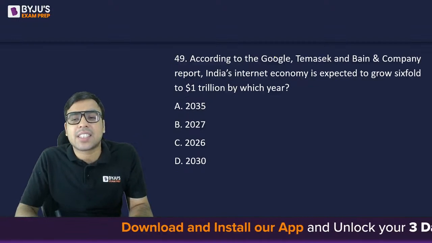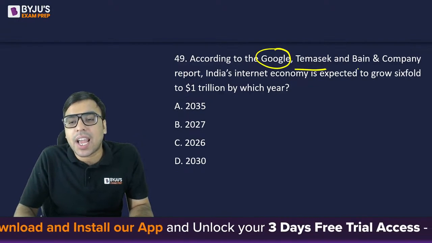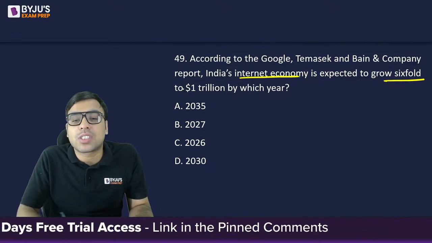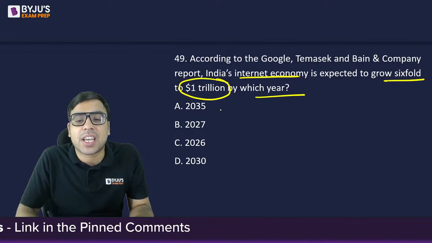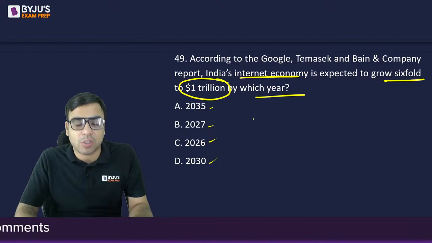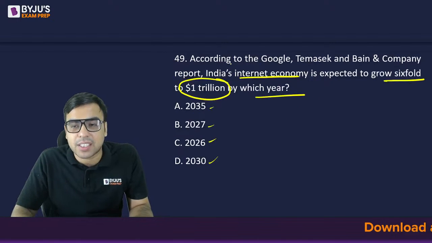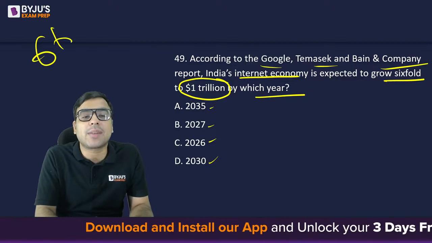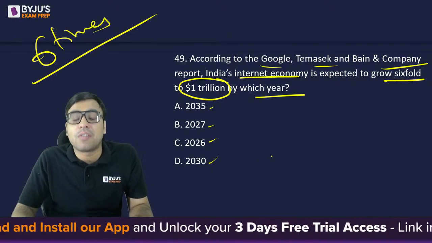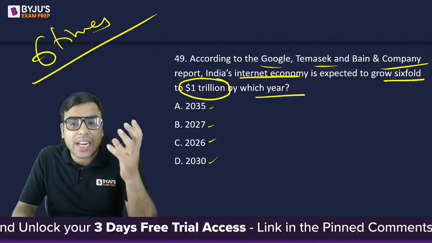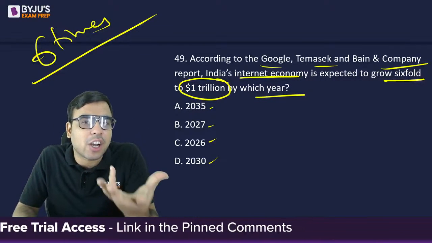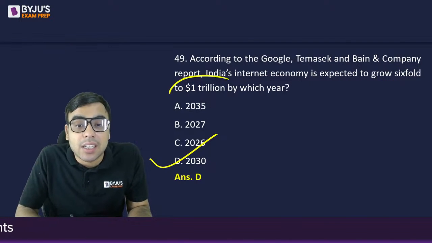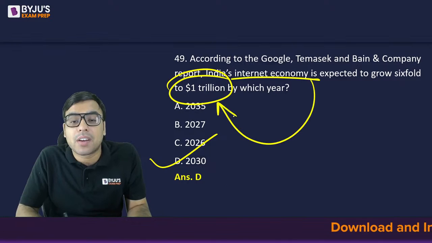Okay. The next is: according to the Google, Temasek and Bain & Company report, India's internet economy is expected to grow six-fold to $1 trillion by which year? 2035, 2027, 2026, 2030. तो ये बताया जा रहा है कि गूगल, तेमासेक और बेन कंपनी की एक रिसर्च हुई है. इसमें 6 गुना, 6 टाइम्स इंडिया के इंटरनेट मार्केट बढ़ जाएगा. $1 ट्रिलियन तो वैल्यू हो जाएगा सिर्फ इंटरनेट इकोनॉमी का. इंटरनेट इकोनॉमी इज इकोनॉमी बेस्ड ऑन इंटरनेट एंड ऑल. Okay, so by the year 2030, the internet economy would be $1 trillion.